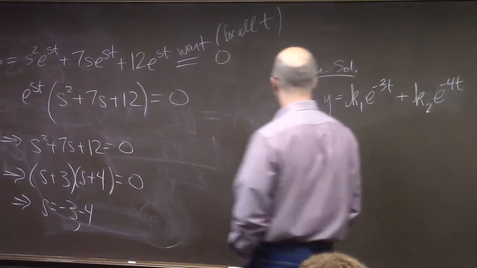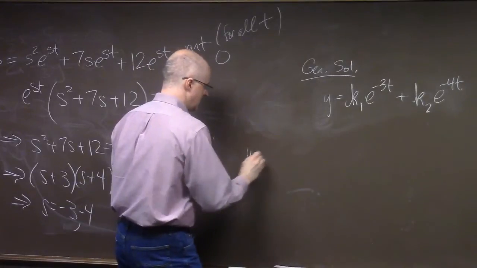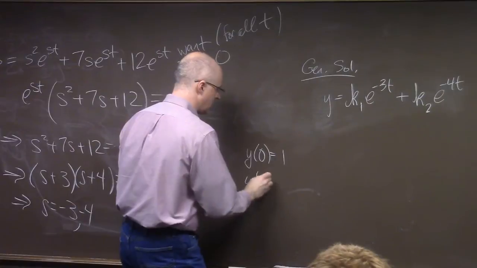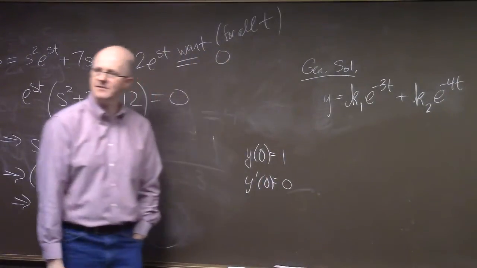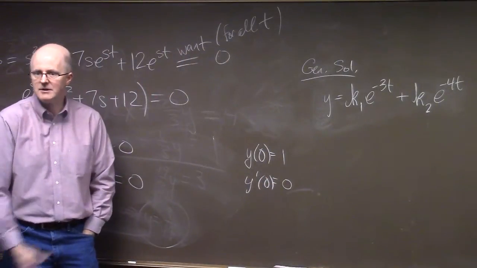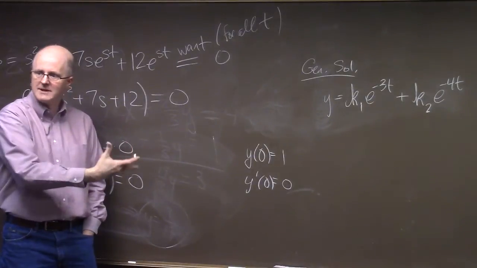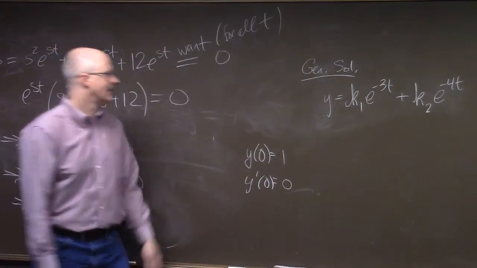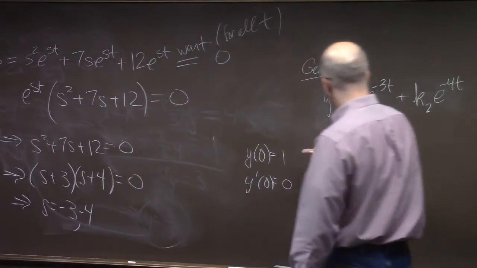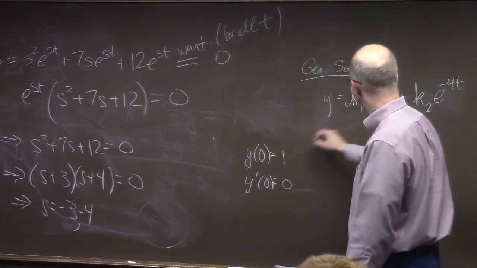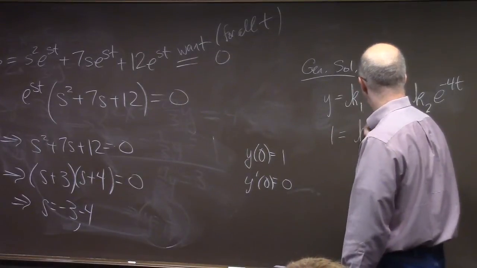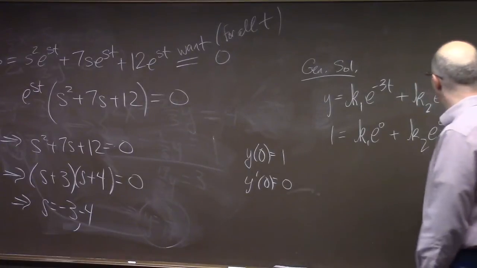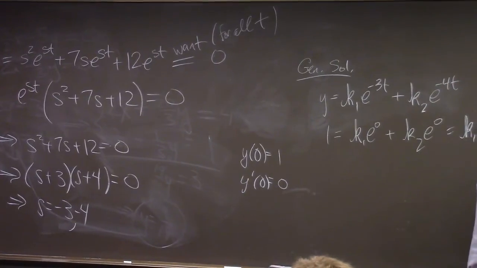Let's go ahead and assume I've got a couple of initial conditions. Say y of 0 is 1 and y prime of 0 is 0. That's the simplest kind of case and maybe most typical. You let the mass go from rest, making the initial velocity 0. Plug in those things in here, use this one to say 1 equals k1 e to the 0 plus k2 e to the 0. It's k1 plus k2.